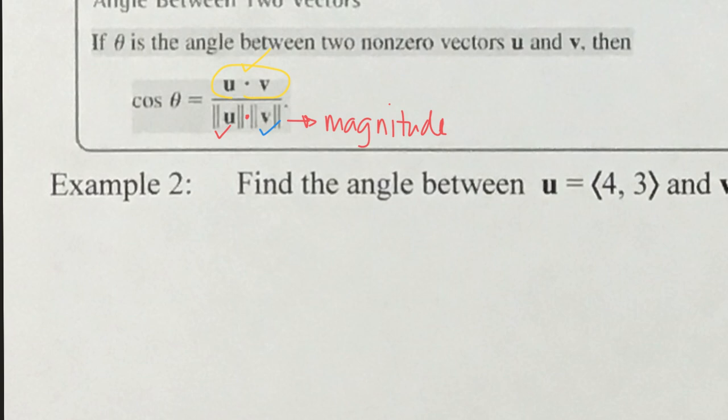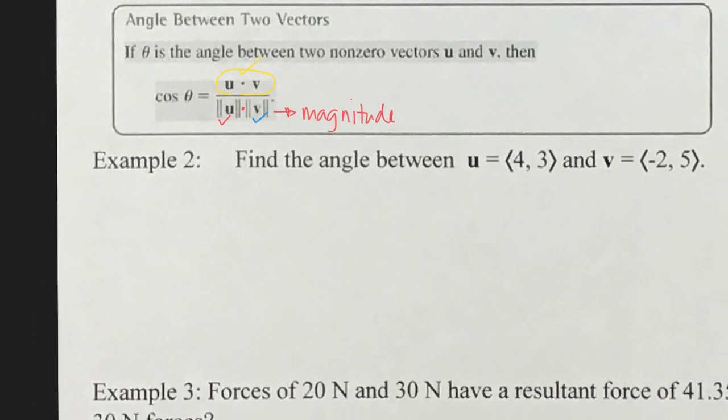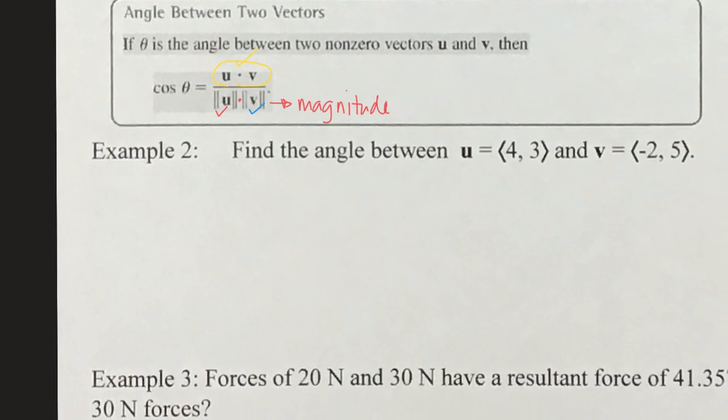So let's get to doing that. Here are your 2 vectors, 4, 3, and -2, 5. So first, let's do the dot product. U dot v.